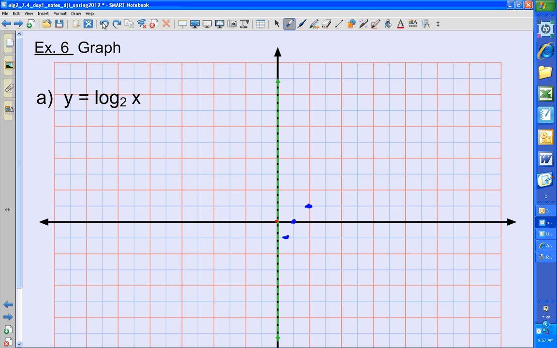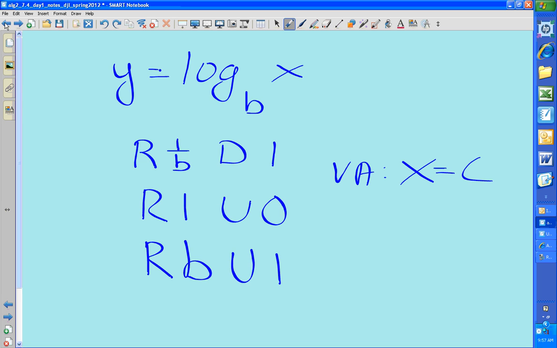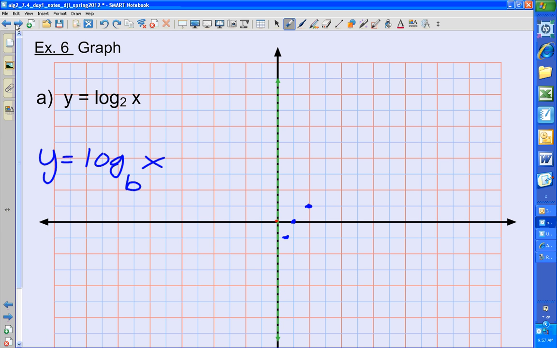Say it again. Right B, up 1. What's the base on this function? Y equals log base B of X. That's what we just did right here, right? So in this graph, what's the base? So it's right B, which is 2, up 1. Okay? Now, this is where understanding a log is going to help you a lot. Because some of your graphs are going to go up here too quickly, and that's going to be a problem. So how does this work?